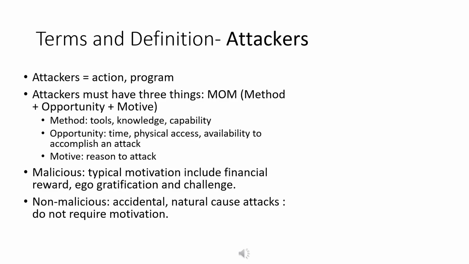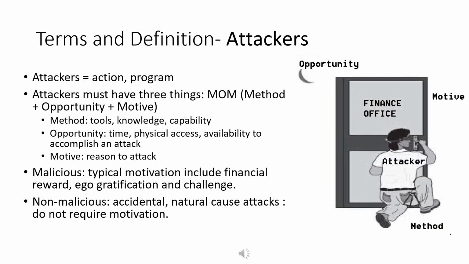In computer security, an attacker is the individual or organization performing malicious activities. An attacker must have three things called method, opportunity, motive, to do the attack. Method consists of the tools, knowledge and the capability of attackers. Opportunity consists of time, physical access, availability to accomplish an attack. Motive is the reason to attack. Typical motivation for malicious attack include financial reward, ego gratification and challenge. Non-malicious attacks that are caused by accidental or natural causes do not require motivation.